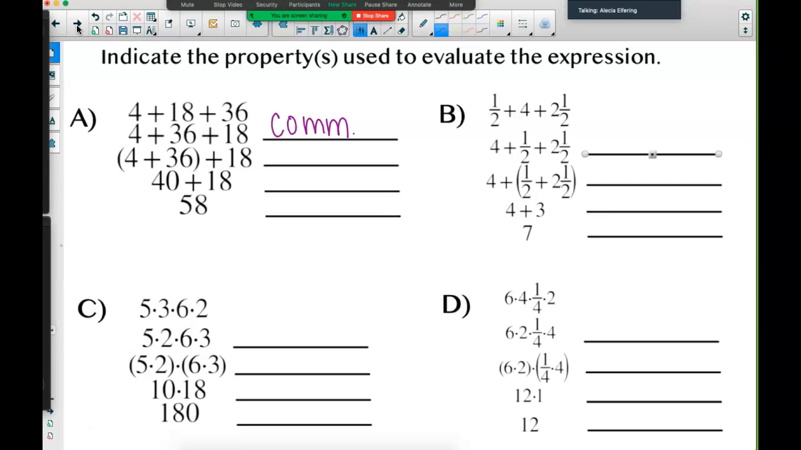Okay? Then I switched the order so that I could group the 4 and the 36 together, because then it ends in a really nice number. It ends in a 0. So when I group them together, what property did I use? Awesome. Associative.